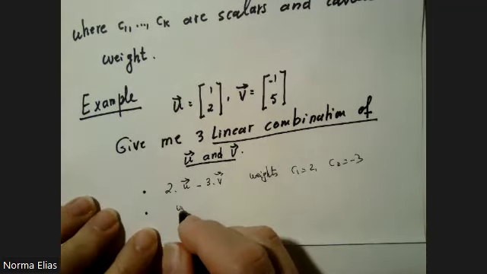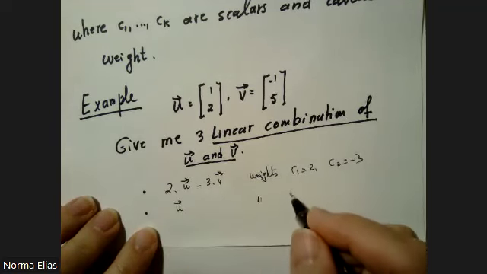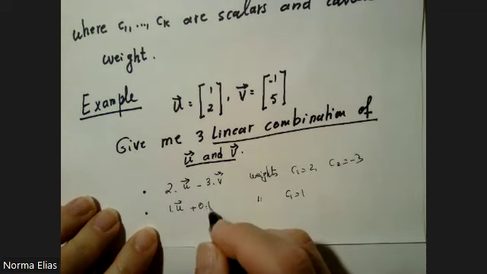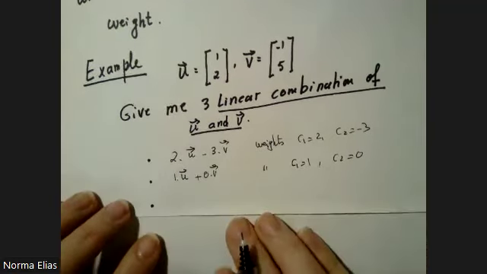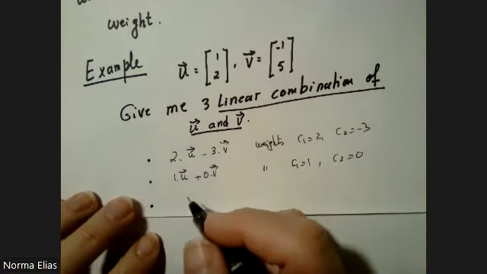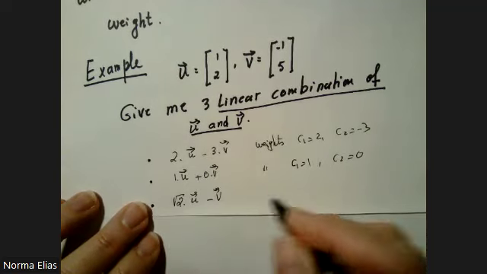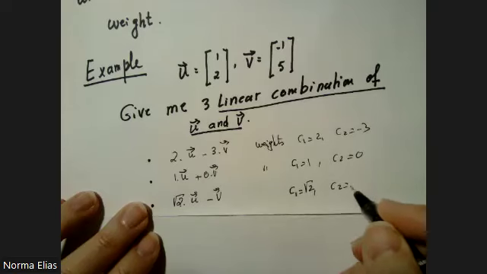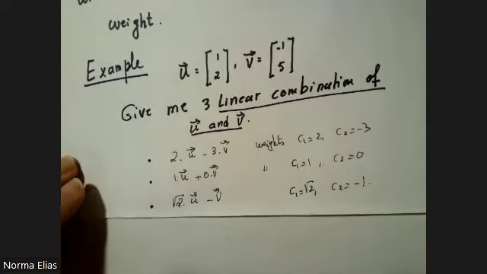Another one, you can give me u. In this case, the weight is 1 on u, and you can think of this as plus 0v, so C2 is equal to 0. And there are 100 of them. I mean, infinitely many of them. You can give me square root of 2 times u minus v. Then the first weight is square root of 2, the second is minus 1. So that's what a linear combination is.